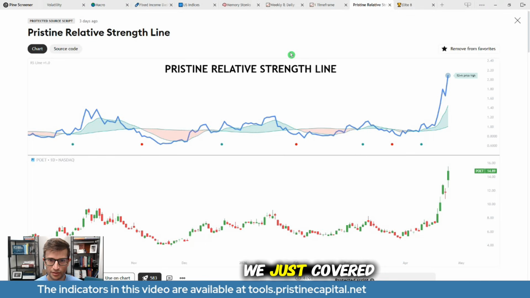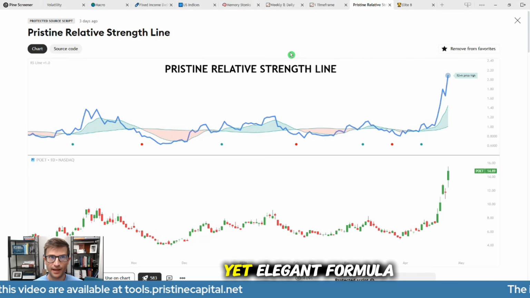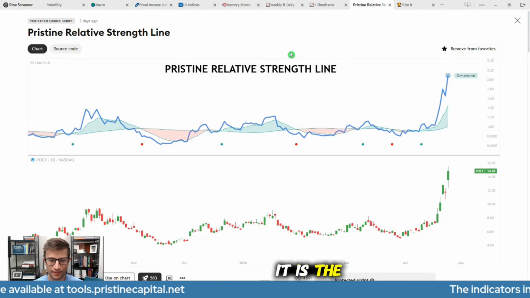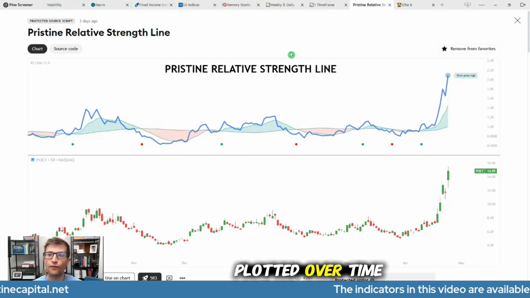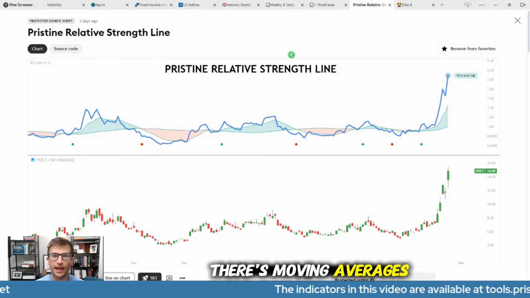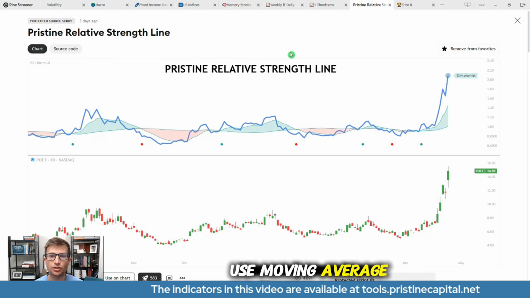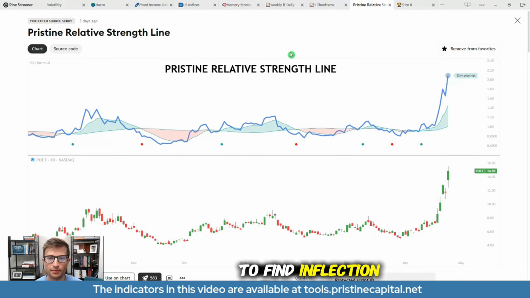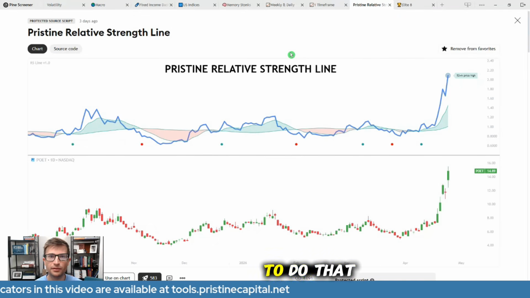But to summarize what we just covered, the relative strength line is a simple yet elegant formula. It is the ratio of a stock's price divided by its benchmark price plotted over time. There's moving averages on that relative strength line, and we can use moving average crosses to find inflection points in stocks. Our indicator is the best available to do that with.